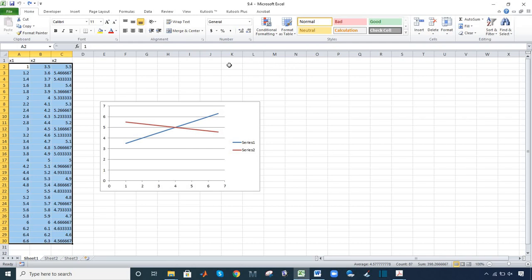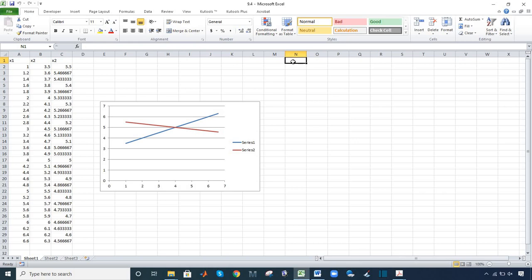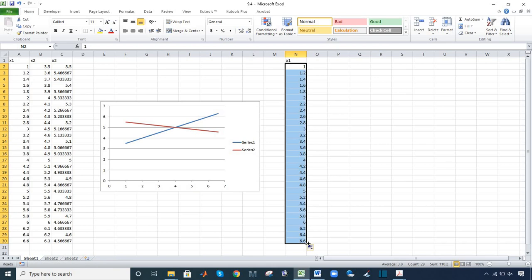I repeat the procedure here again. For example, x1: 1, 1.2, 1.4. Select these values, put the cursor here at this corner and drag it up to, let's say, 30. And x2.